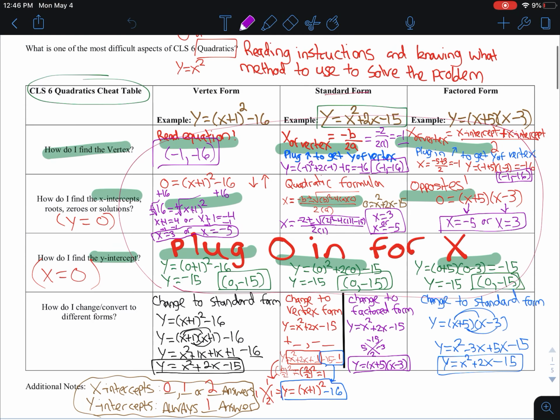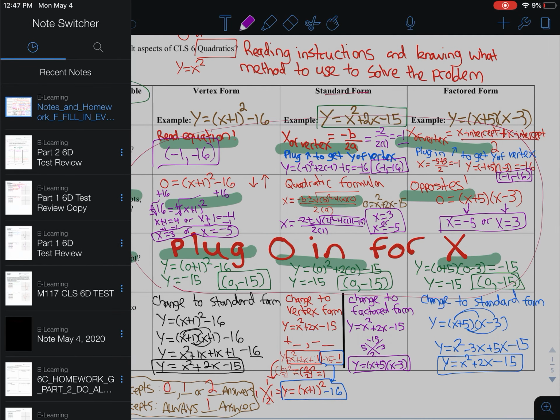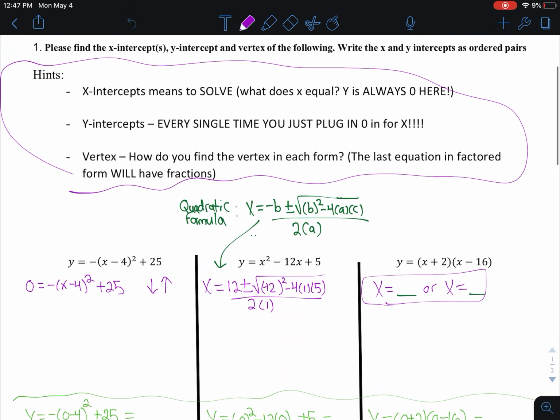Remember this cheat sheet, cheat table, whatever you want to call it, can help you out a lot when you do this review, when you're taking the test, and when you are moving on to further quadratic units in the future or whenever you deal with it. Anyways, this is really important for you to save. Again, just more practice with this.